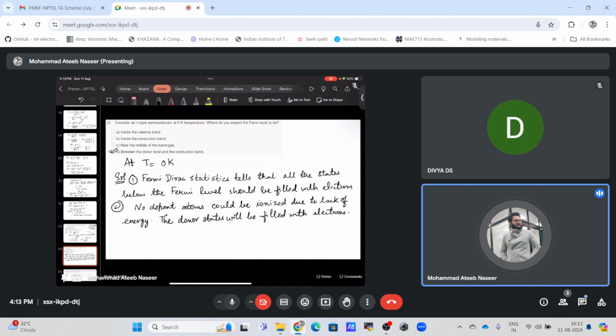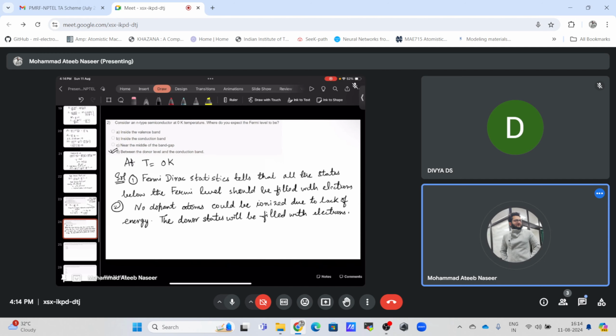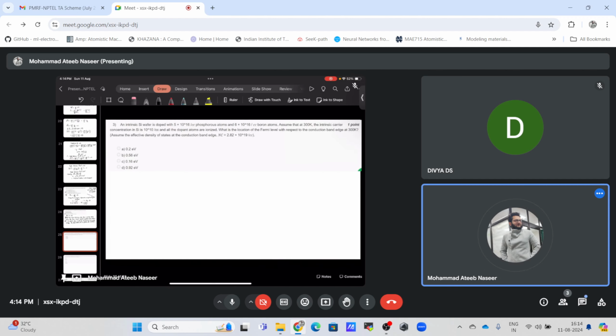This is where it should lie, because all the states below this Fermi level should be filled with electrons, and that's what we need. We want this donor level to be occupied, because we have no thermal energy for these dopant atoms to be ionized. So the Fermi level, as rightly pointed out, will be between this donor level and the conduction band edge. Absolutely correct. So now let's move to another problem.